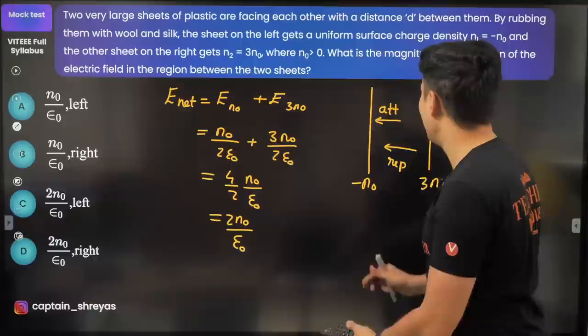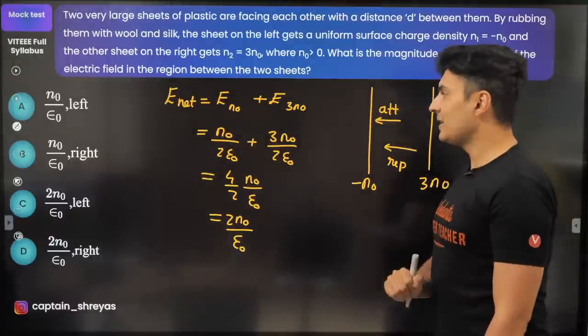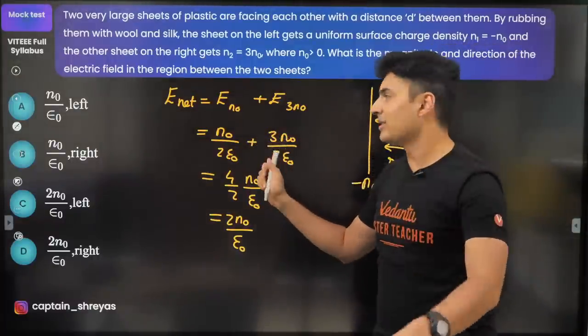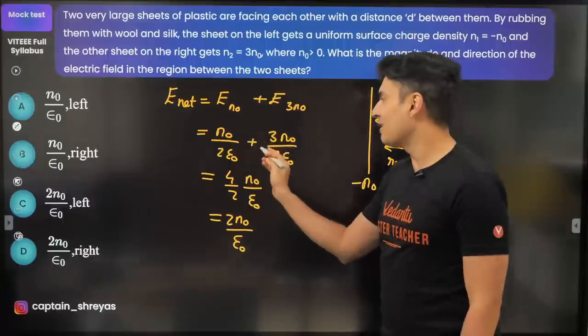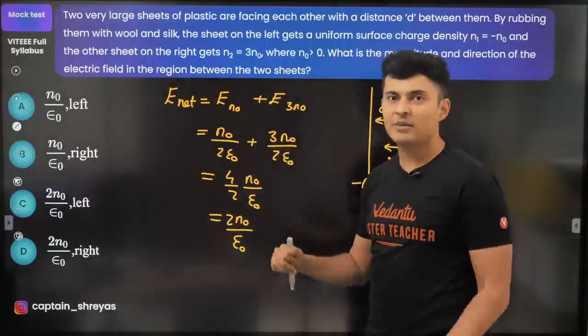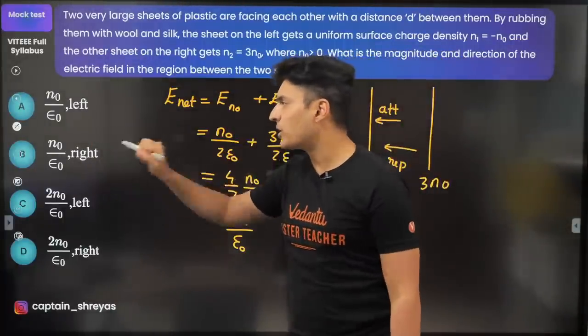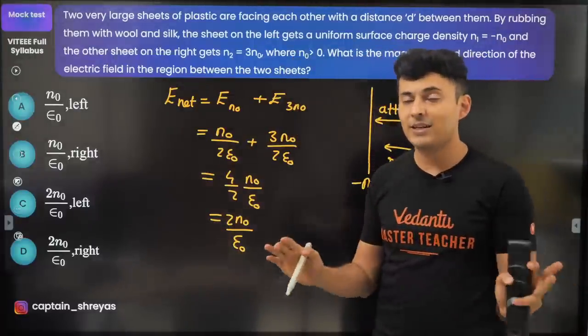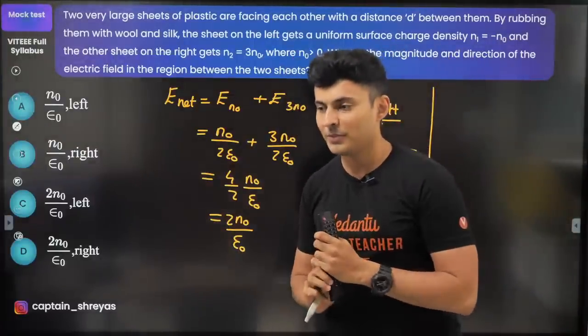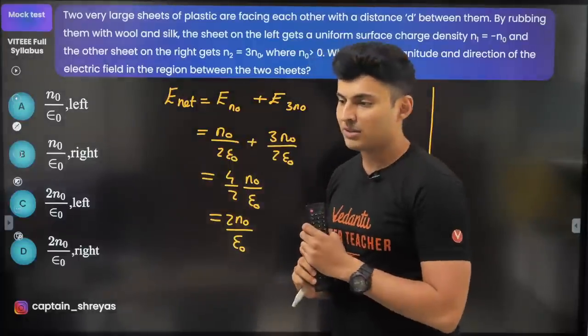You can see it is towards the left because both of them will add each other. Many students make a common mistake here. What's the common mistake? They subtract. And when you subtract, 3 minus 1 comes out to be 2, 2 by 2 is 1. So they end up marking either option A or option B, which is definitely not correct. Be careful about it. I hope this is clear.